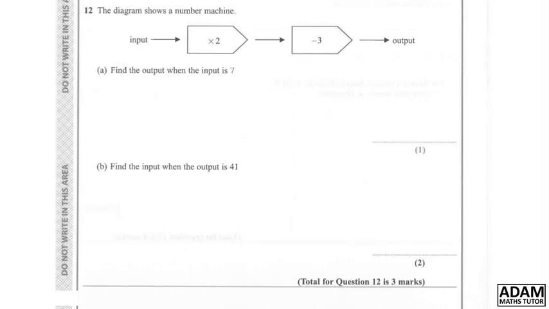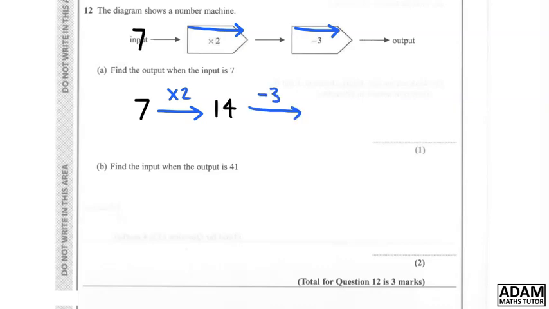Question 12. The diagram shows a number machine. Find the output when the input is 7. So when I put 7 into this machine, working forwards, I need to times by 2 and then take away 3, and that gives me the output. So 7 times by 2 is 14, take away 3 is 11.